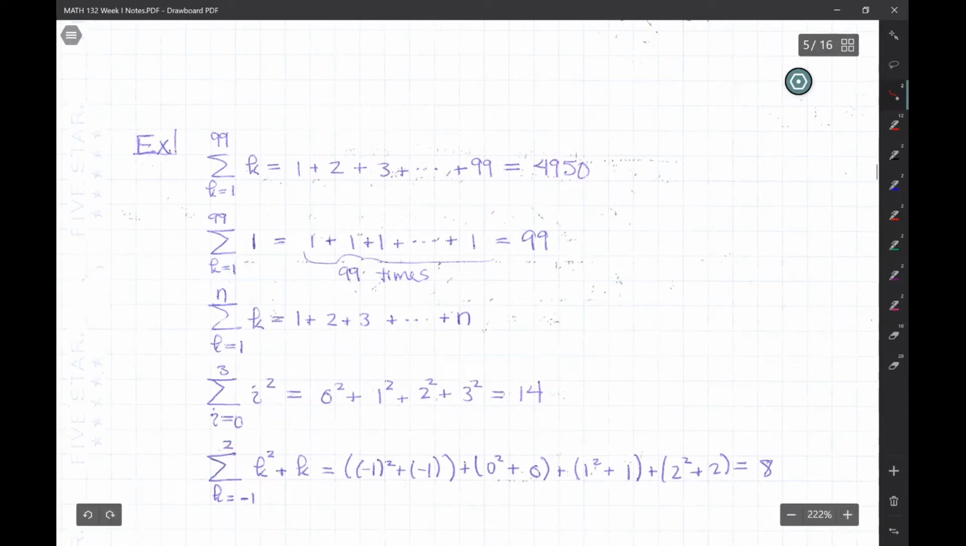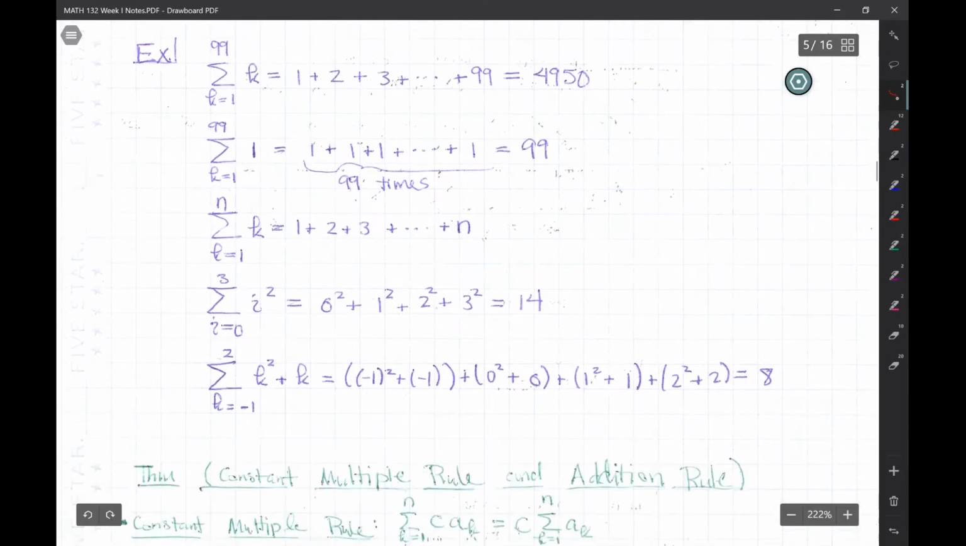We could even have negative lower limits of the sum, or lower bounds of the sum, as you'll sometimes hear. And this summand now is k squared plus k. And so for each k from minus 1 to 2, we plug that k into the summand and then go to the next value. So this one was for minus 1. The next values are going to be 0, 1, and we stop at the upper limit of 2, and this will equal 8.